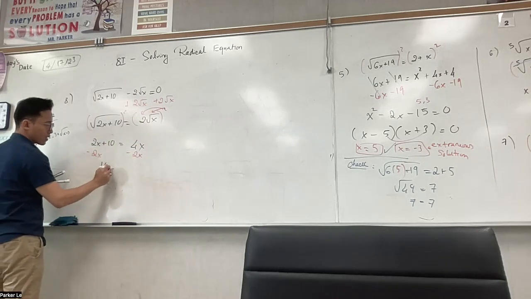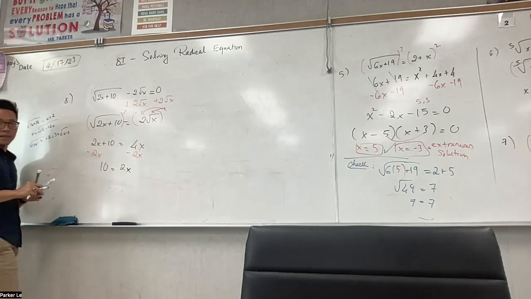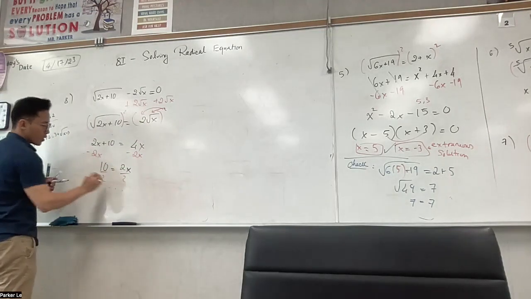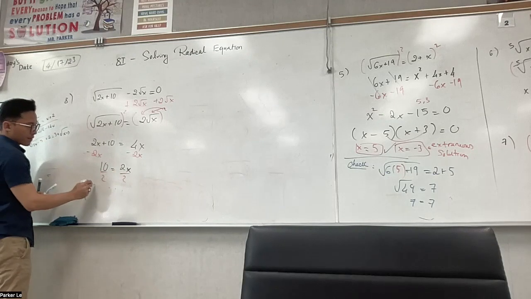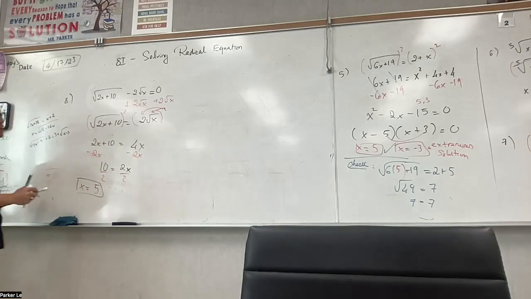Okay, so 10 equals 2x. What else? Divide by 2. What is 10 divided by 2? 5. So x equals 5. Right? Then you're going to check. You're going to check.